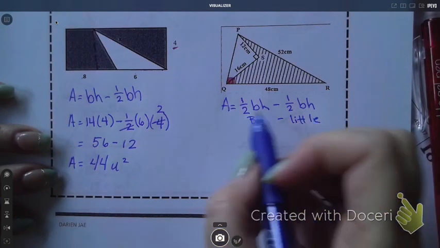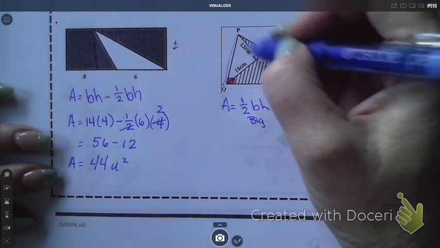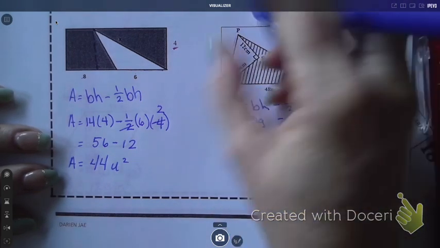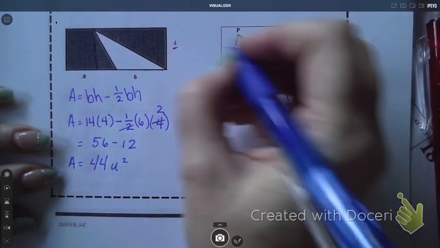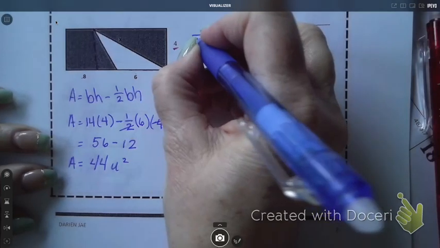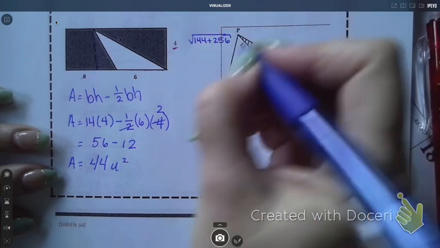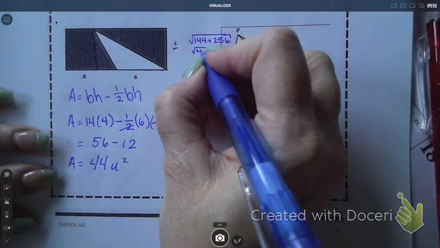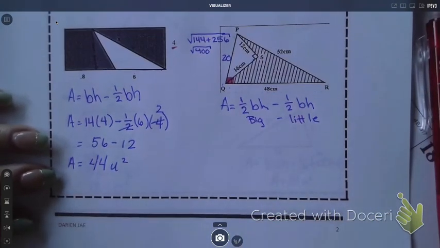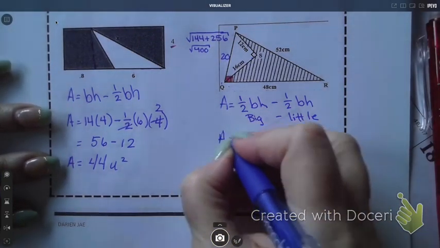Okay, well, the big one I have the base, but I don't have the height. But the little one, I have 2 sides of a right triangle, so can I find the hypotenuse? Using what? A squared plus B squared equals C squared. So this is going to be the square root of 144 plus 256, which is the square root of 400, which is 20. Is Pythagorean theorem ever going to go away? Nope.